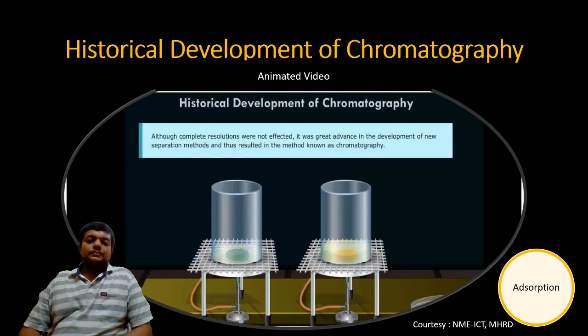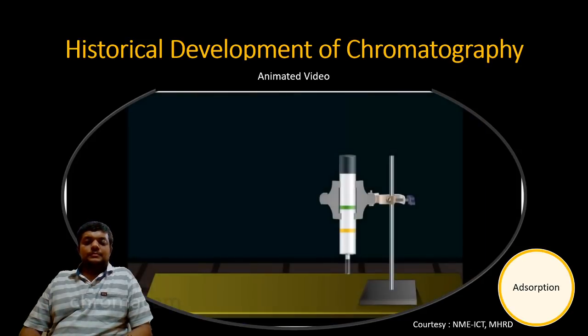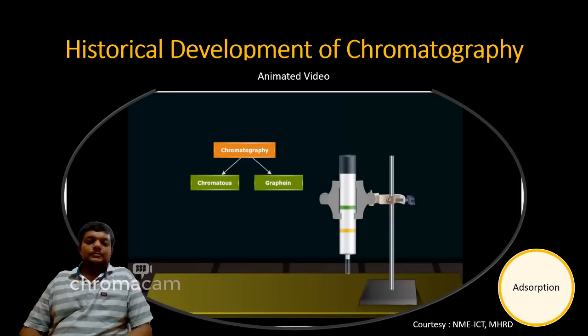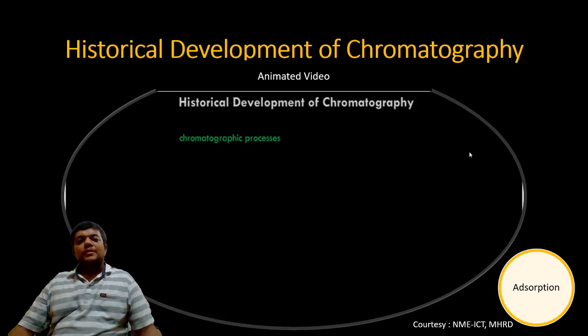Although complete resolutions were not effected, it was a great advance in the development of new separation methods, and thus resulted in the method known as chromatography. Tswett named the above process chromatography after the Greek words chroma and graphein, meaning color and to write. So friends, this was where chromatography came into existence.